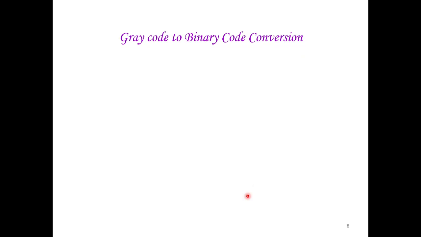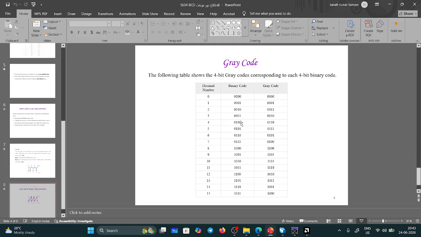Coming to gray to binary conversion, this is my gray code. First the MSB bit of the gray code, you directly copy it, and then this binary value and the next gray value we need to XOR. 1 XOR 0 gives 1, so if both are different the output is 1, and if both are the same the output is 0, like the XOR operation. Then 1 XOR 1 gives 0, and 0 XOR 1 gives 1. Like this we do the binary to gray and gray to binary conversion.